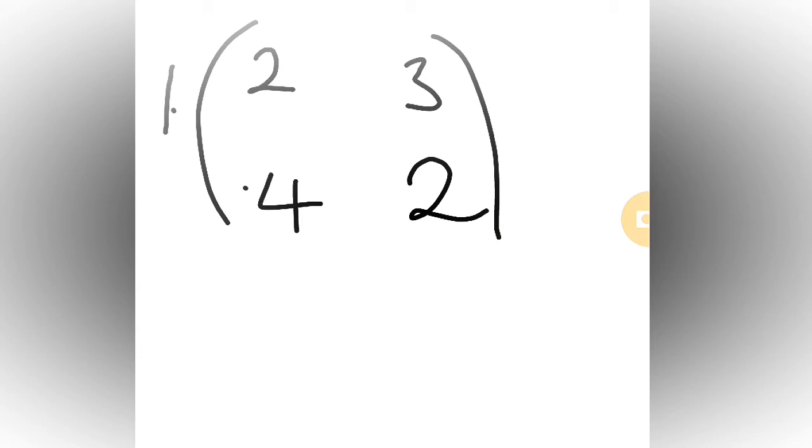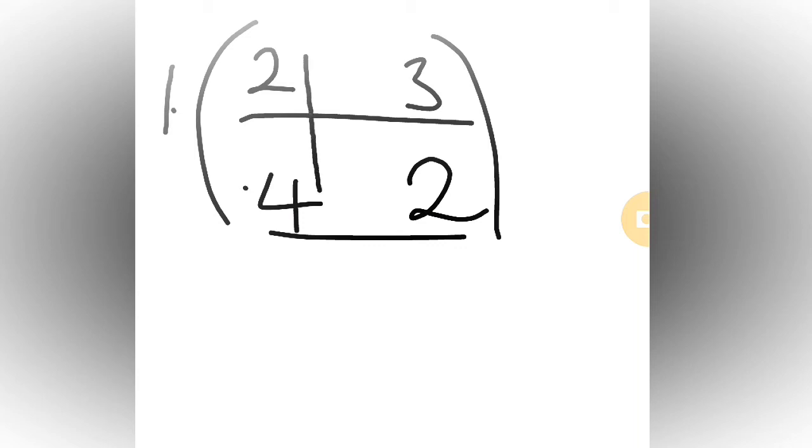If you're looking at this matrix, 2 and 3 are in one line horizontally, so that is called a row. 4 and 2 are also in one line horizontally, so that is also called a row. So there are 2 rows in this matrix. What about a column? The columns are the vertical lines, the vertical arrangements. So you can see in this matrix 2 and 4 are in one line vertically. So that is a column. 3 and 2 are also in another vertical line, so that is another column. So this matrix also has 2 columns.